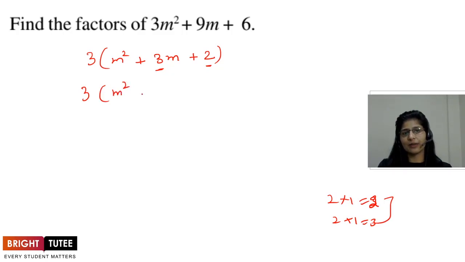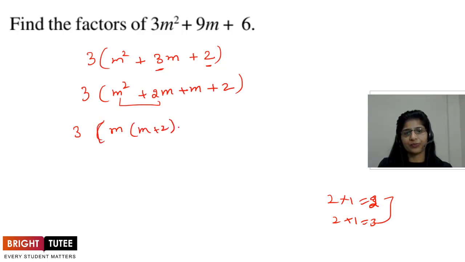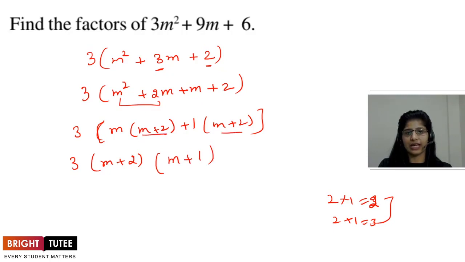So we'll write m square plus 2m plus m plus 2. 2m plus m is 3m. So 3 is common. Out of these two, m is common. What will we write here? m plus 2. Then 1 is common, m plus 2. Right, so we have 3. Now m plus 2 is common in the complete expression, and m plus 1 would be left. m plus 2 is taken out, m plus 1 is left here. So these are the two factors, m plus 2 and m plus 1, and 3 also.